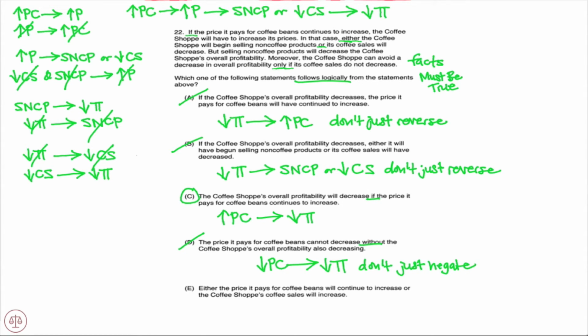And then lastly, just checking E: either the price it pays for coffee beans will continue to increase or the coffee shop's sales will increase. So either/or, we know, pick one, doesn't matter which, it's our sufficient condition. The price it pays for coffee beans continues to increase. So negate that, it's our sufficient condition. The other part will be our necessary: the coffee shop's sales will increase. Contrapositive: if we don't see an increase in the sales of the coffee shop, then we will have an increase in the price of coffee beans.